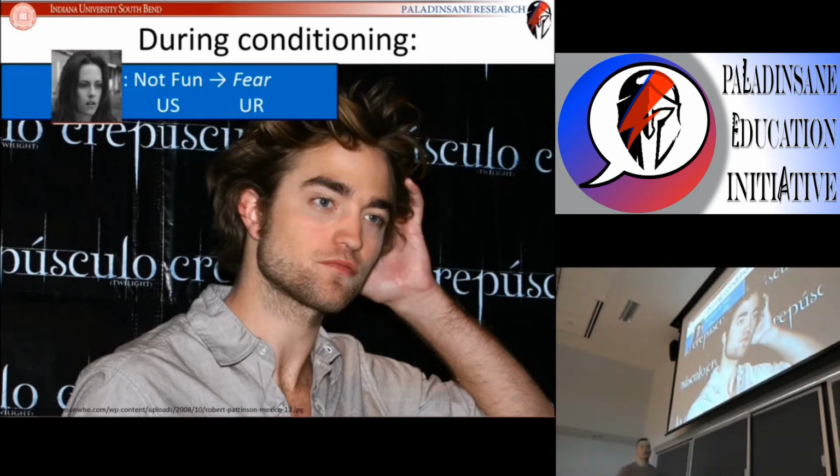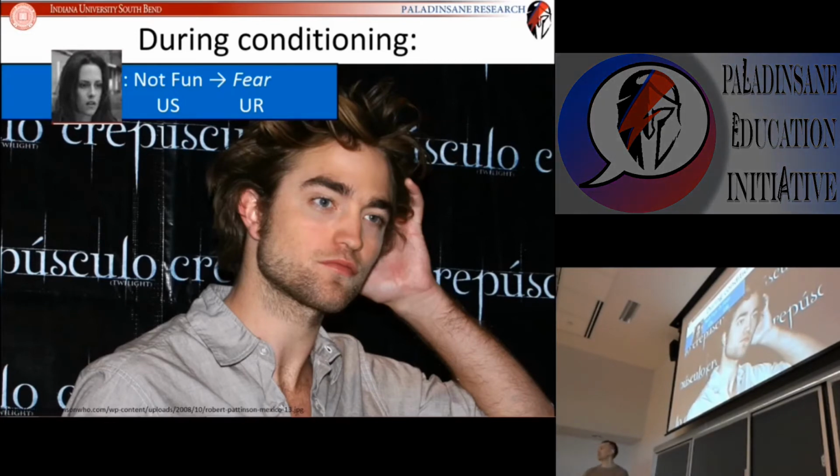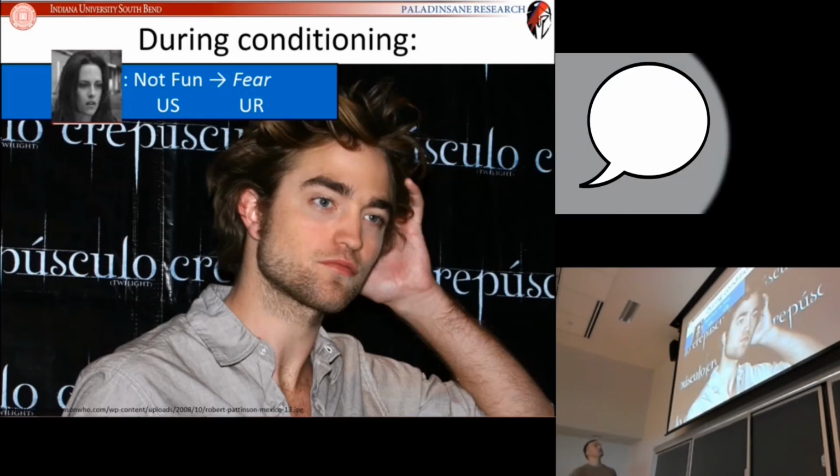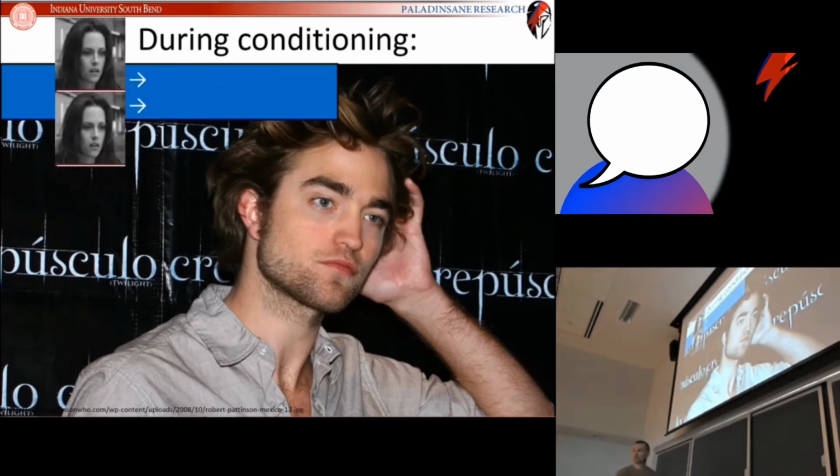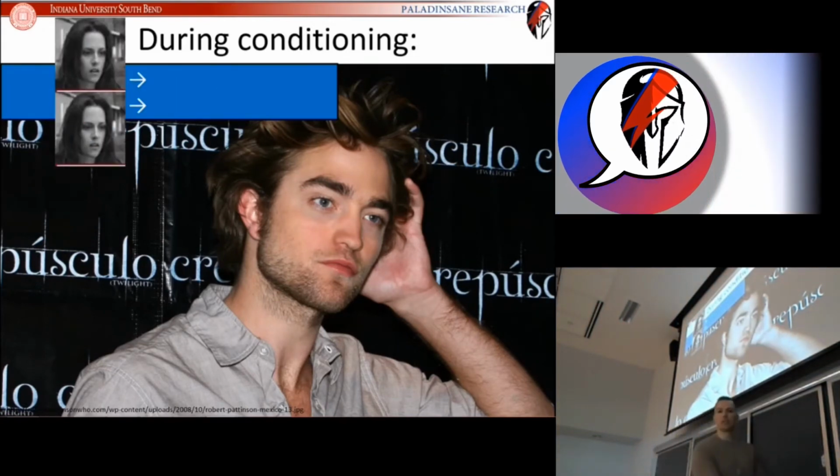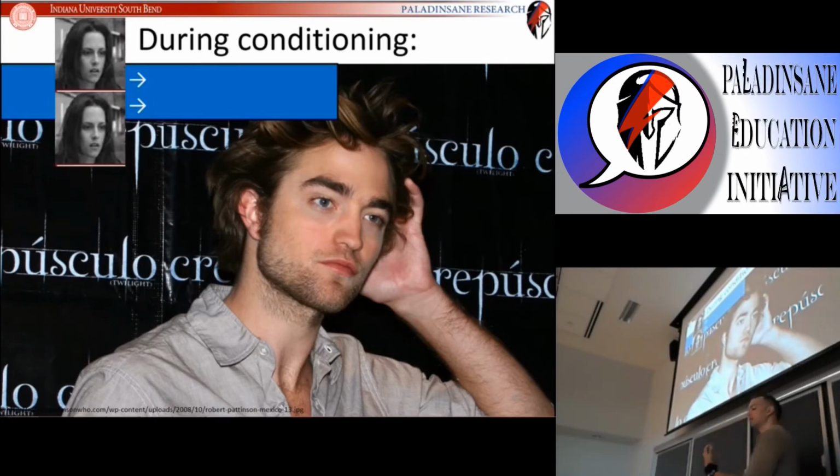Let's say that they were going through some tough times. Let's say that they were having an argument and there was a shouting match. That is the unconditioned stimulus of not fun. That leads to the unconditioned response of fear. That was the conditioned stimulus that was being presented. So you can see where this is going. Those two are indistinguishable. It is very difficult to read those facial expressions.